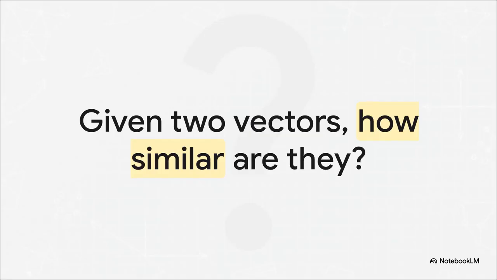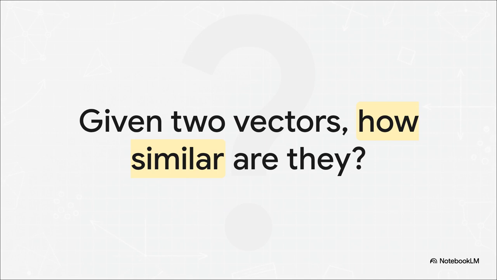To set the stage here, you have to remember that AI represents absolutely all information, words, images, sounds, you name it, as vectors, which are really just big lists of numbers. But just storing that data, that's not enough. Which brings us to our core mystery for today.